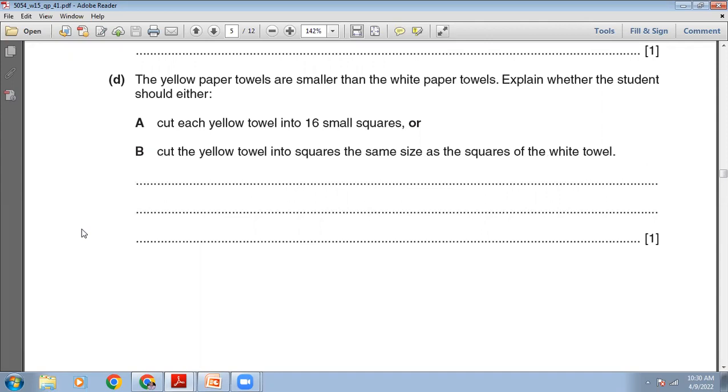So if you want a fair comparison, because you are depending upon the number of squares used, for a good comparison it is a must that the squares of the white and the squares of the yellow have the same size. So I think B is the right option, sir.